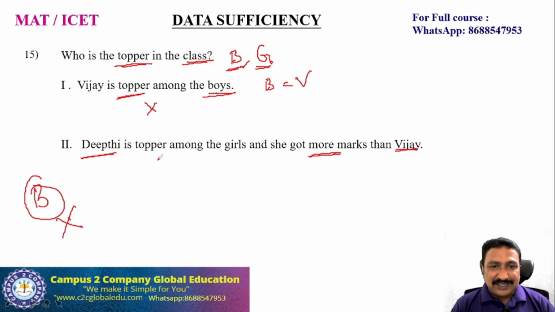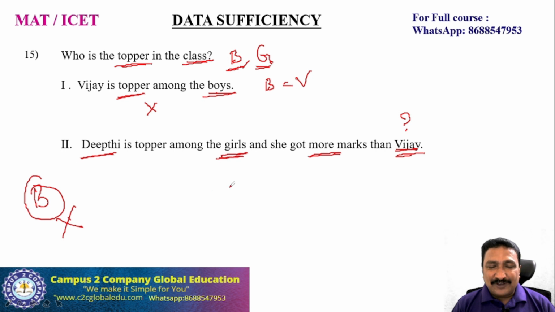Why is it wrong? According to the second statement, we know Deepthi is the topper among the girls and she got more marks than Vijay. But who is Vijay? Here we don't know who Vijay is. Vijay may be the topper among the boys or the lowest among the boys, we don't know. So the second statement alone we cannot decide.